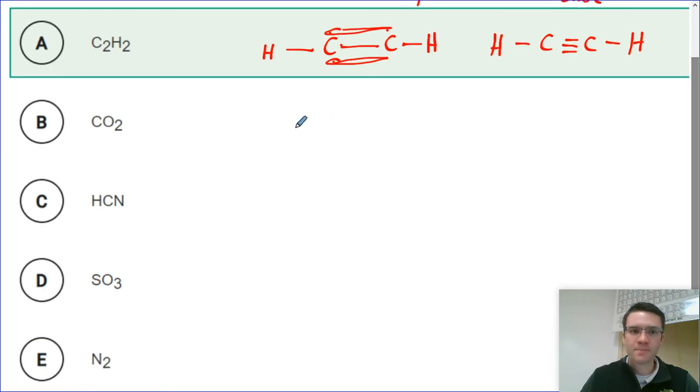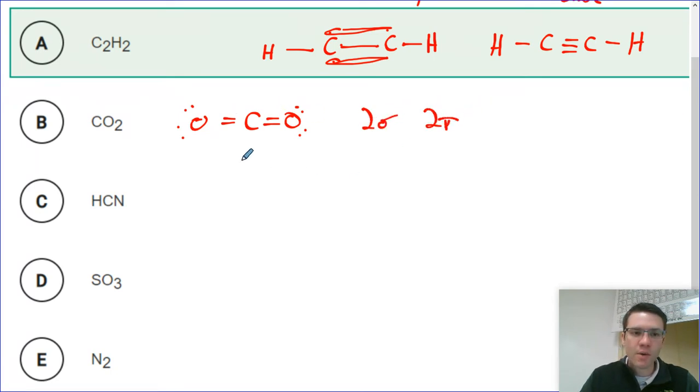Let's look at our other ones. Carbon dioxide looks like this, an oxygen and an oxygen. Well, your first bond on each of these is a sigma bond. That gives us 2 sigma bonds. And we have 2 pi bonds because we have 2 double bonds there. So this would be a 2 and 2.